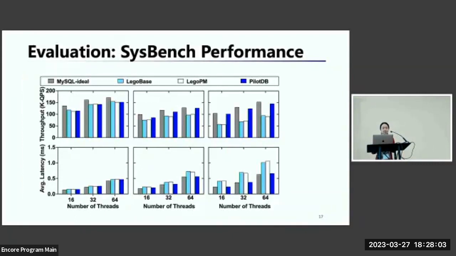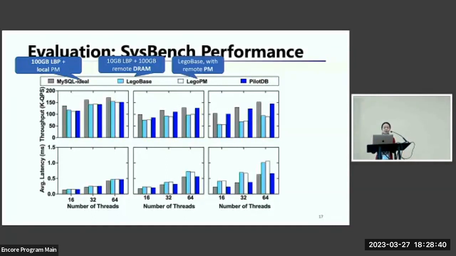So evaluation, I'm going to just highlight the overall performance with SysBench. Here we compare 4 systems. The MySQL Ideal is a system that actually has everything local. Unlimited memory, for example, large enough to host our data, and then we have PM attached locally for fast persistence. LegoBase is a system published in VLDB 2021, where we have local 10 gigabyte LBP with 100 gigabyte remote DRAM. Lego PM is similar, but with remote PM. And finally, PilotDB, our system, with 10 GB local and 100 GB remote PM buffers.